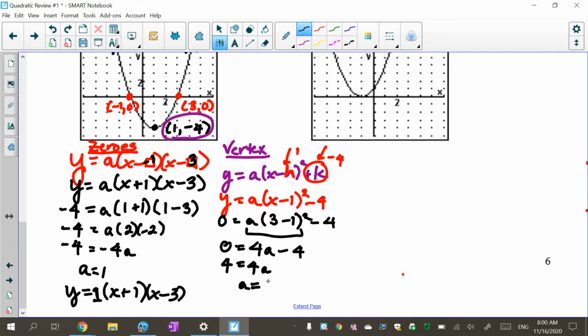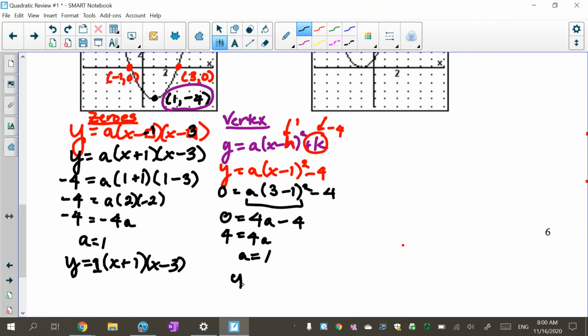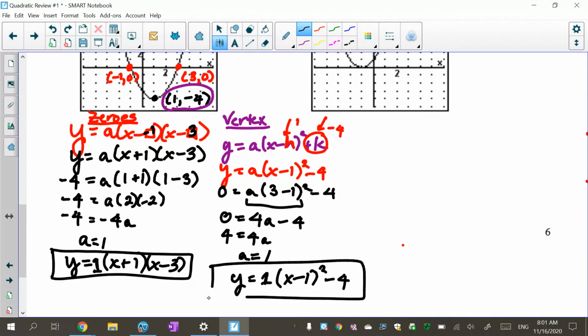Divide by 4, a is 1, which I'm happy about because it should be positive since it's opening upwards. So now I have y equals a, which is 1 and I don't really need to show, (x - 1)² - 4. Here is my zeros form, and here's my vertex form. You might say, wait a minute, Ms. Pond, you said they would be the same. If you multiplied this out, squared this and subtracted 4, both of them would be the same. They are both the exact same parabola, so you could have picked either one because you have all the points to choose from.